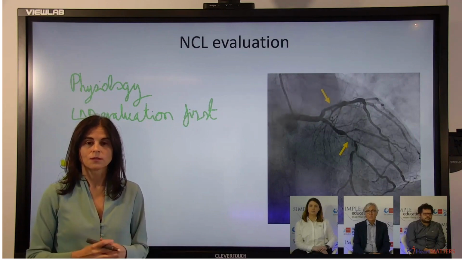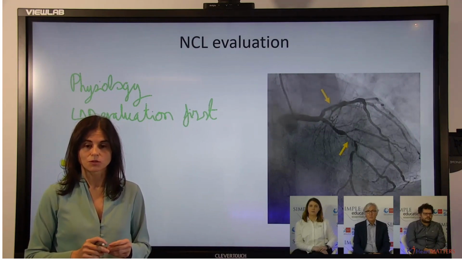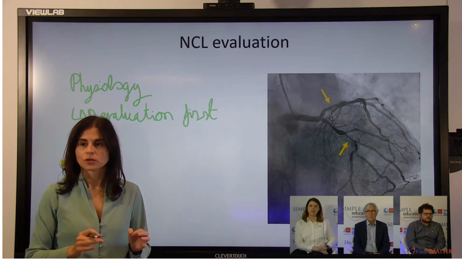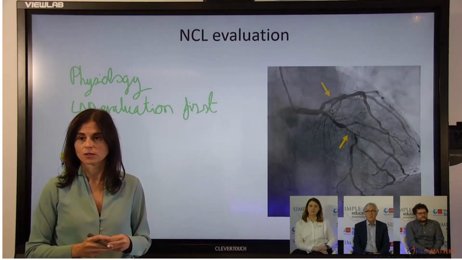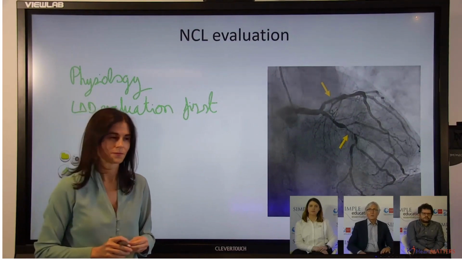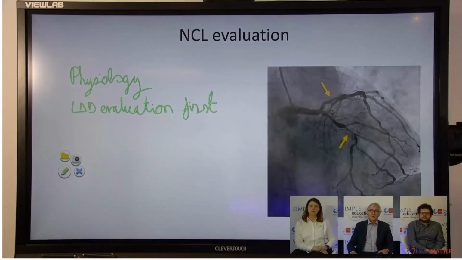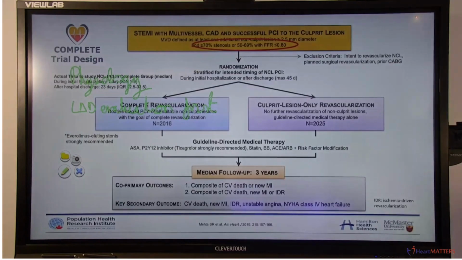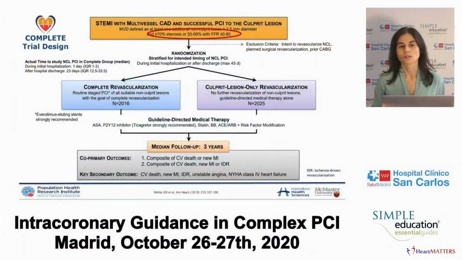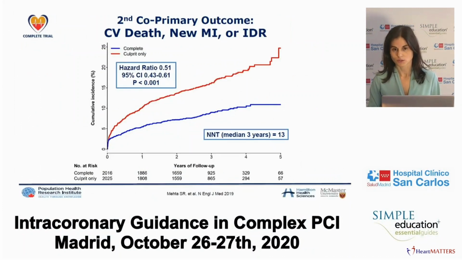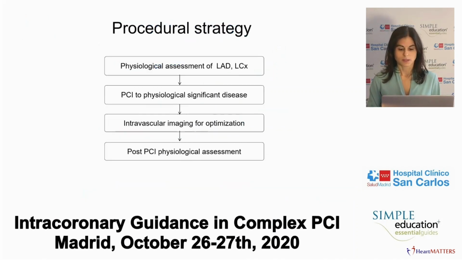Very good. We are looking forward to seeing how you proceeded based on this scenario. So I'm going to skip these slides on the COMPLETE trial, because there has been a whole discussion about how to evaluate these non-culprit lesions and the influence that they have on the prognosis of the patients. So the procedural strategy here was, as you have mentioned, a physiological assessment of both lesions in the LAD and RCA, then PCI to the physiologically significant disease, intravascular imaging for optimization, and finally post-PCI physiological assessment.